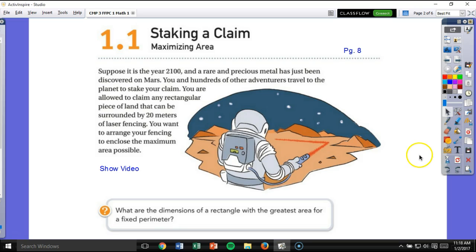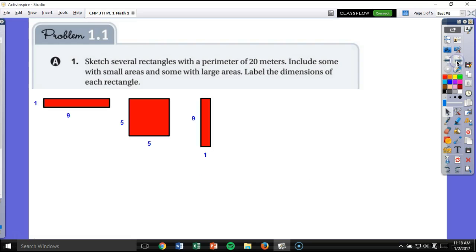Okay, so that's what we are looking to find out here. It says, what are the dimensions of a rectangle with the greatest area for a fixed perimeter? Remember, we're dealing with 20 meters of laser fencing, so that's going to be your perimeter, the outside measurement. As we look at the bottom of the page for problem 1.1, we start in part A. Number 1 says, sketch several rectangles with a perimeter of 20 meters. Include some with small areas and some with large areas. So I've given you a couple of examples here.